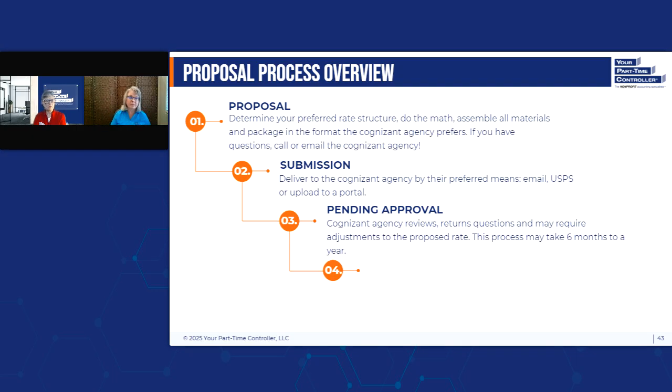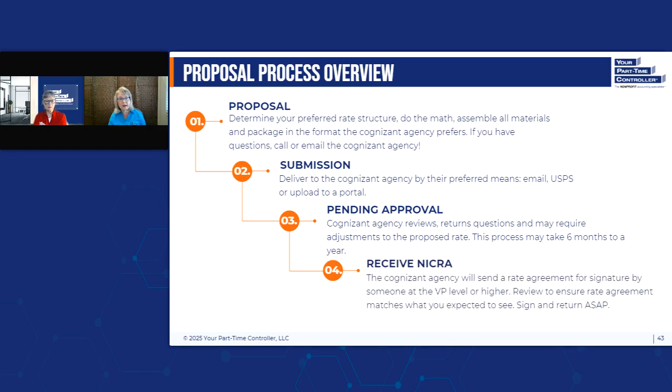Note that if you need to submit a final report or a proposal for a new award, check with your contacts at the agency to learn whether they will accept a rate that is pending final approval. And finally, the cognizant agency will send a rate agreement as described by Hatsie earlier. Review to ensure the rate agreement matches what you expected to see, sign, and return.